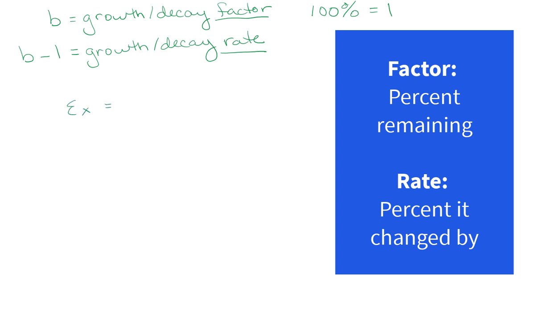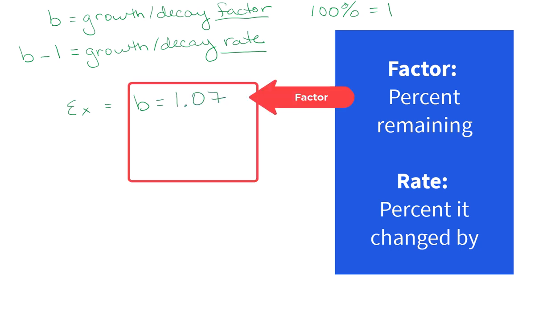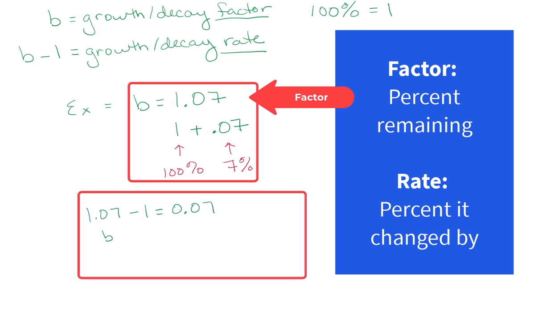For example, if our b equals 1.07, we can also write this as 1 plus 0.07, where the 1 is representing the 100% of the original that we are keeping, along with an extra 7% of the original. So if we took that 1.07, our b, and we subtract 1 from it, we would get 0.07. So it is increasing by 7%. That is the growth rate.